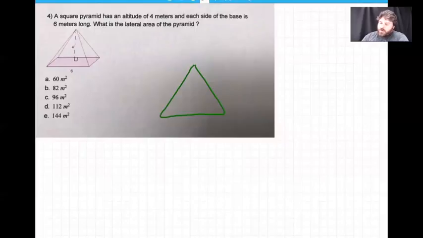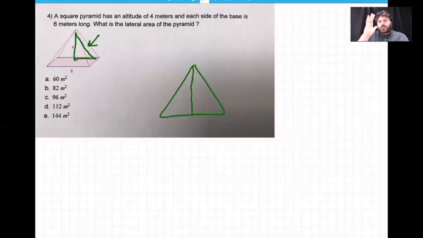So the hard thing to realize is that right here, we have a triangle. And this hypotenuse is actually the height of this triangle. Okay, you have to kind of visualize that.